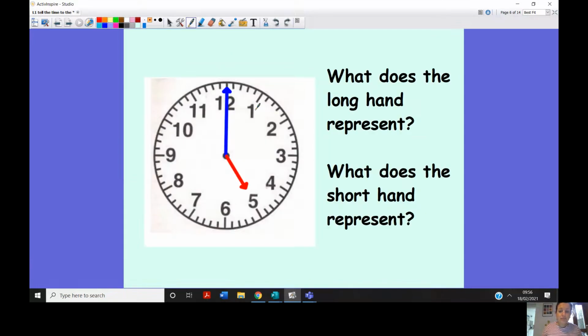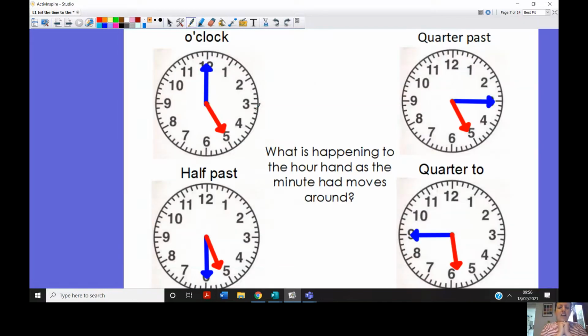Right, so what does the long hand represent? The long hand, or in this case the blue hand, represents seconds, absolutely. And the short hand represents hours. Have a look here. What happens to the hour hand as the minute hand moves around? Have a look.